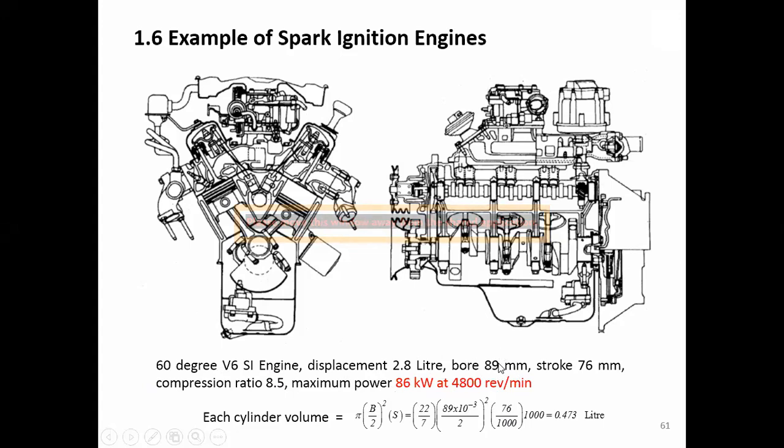Okay, from this information, I just want to know what each cylinder volume is. I know the bore of the cylinder and I know the stroke. So I make a simple calculation, pi b square over 4 times the stroke. Each cylinder volume is 0.473 liter. Times 6 cylinders, pretty much the same as 2.8 liter.